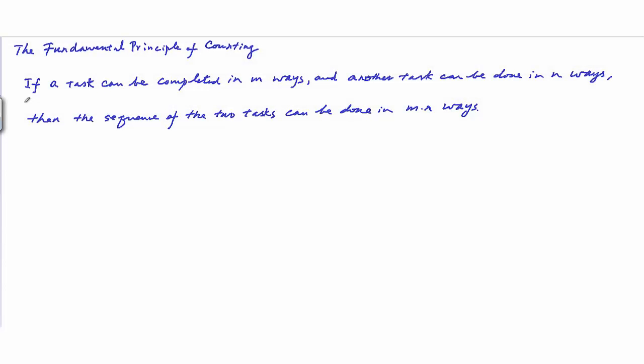The fundamental principle of counting. In the lecture, tree diagrams and Cartesian coordinates, we study the fundamental principle of counting. And here is the statement. If a task can be completed in m ways and another task can be done in n ways, then the sequence of the two tasks can be done in m times n ways.